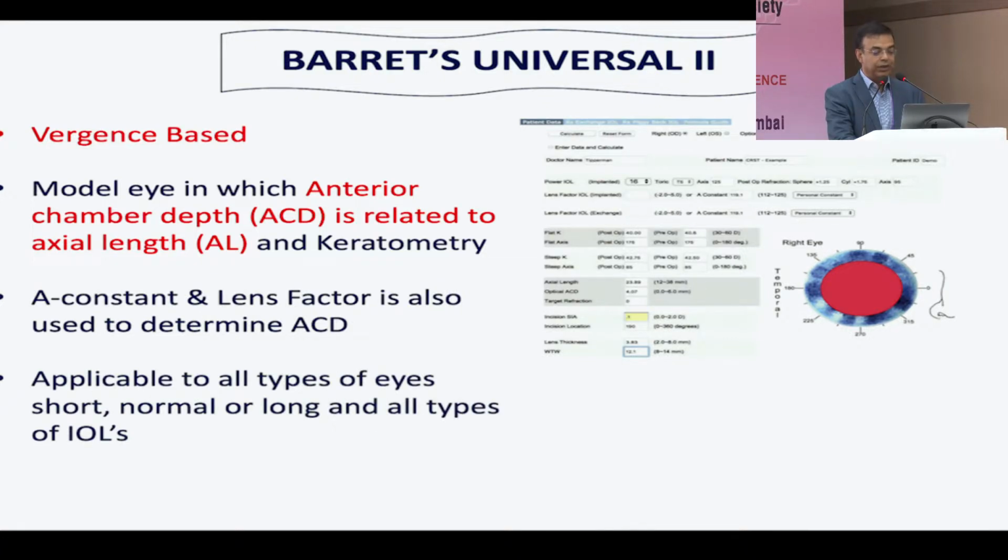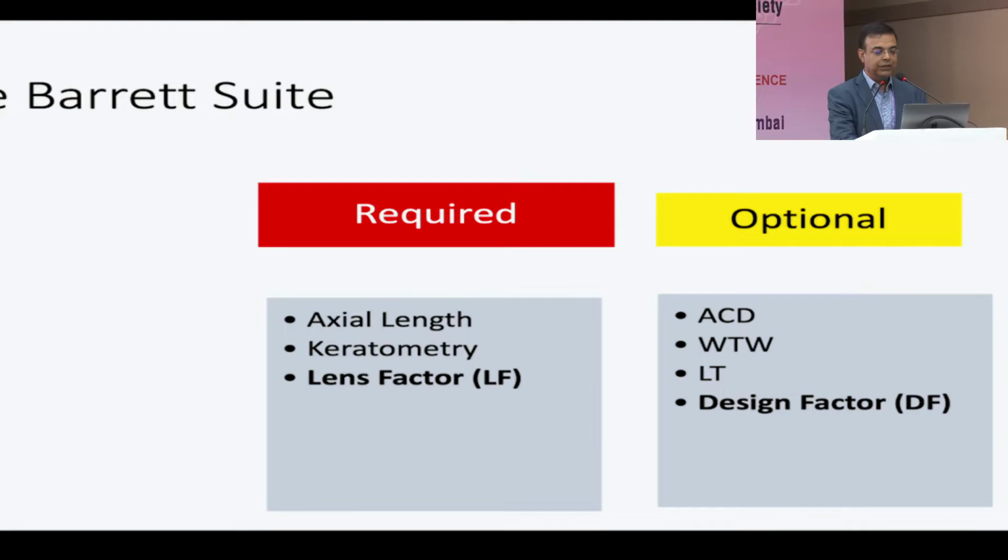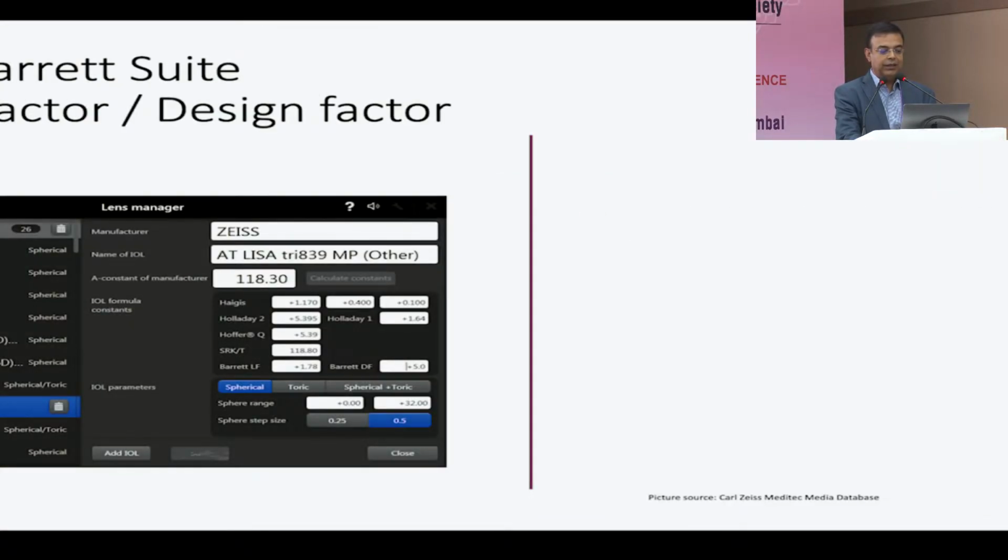It works for all types of eyes, from the short to the normal or the long, and that's why I said it's one of the go-to formulas if you want peace of mind of using one formula for most of your surgeries. So what's necessary is the axial length and the keratometry and the lens factor, which is derived from the SRK/T, and the optional factors are the AC depth and the white-to-white, the lens thickness, and the design factor. Now design factor is again, let's see how it is derived.